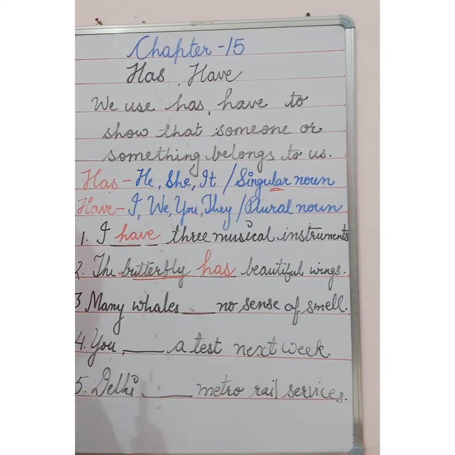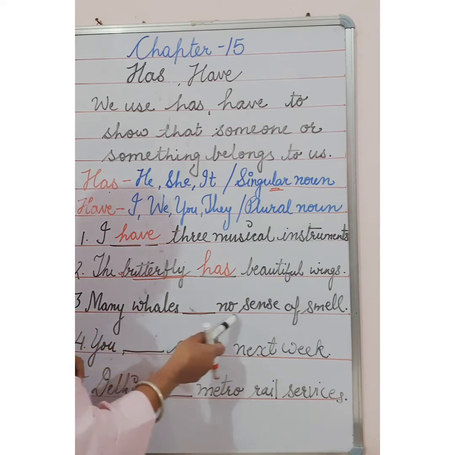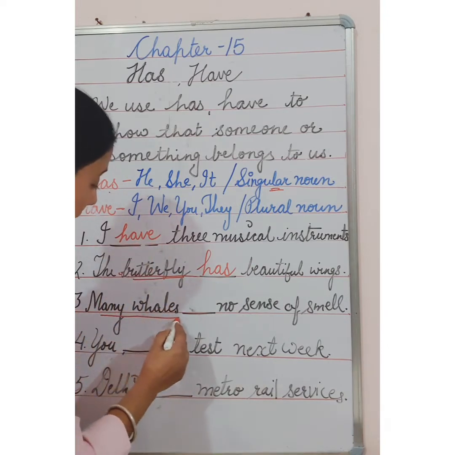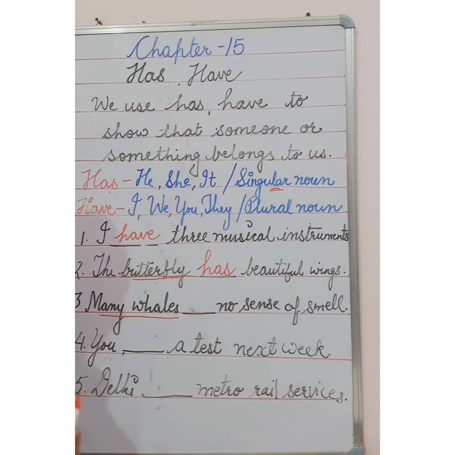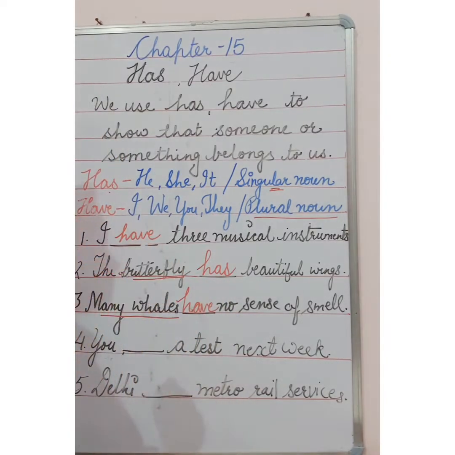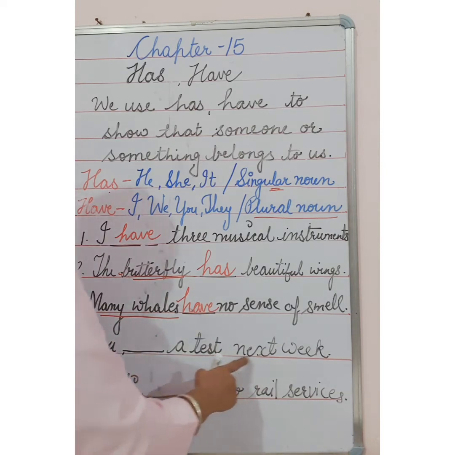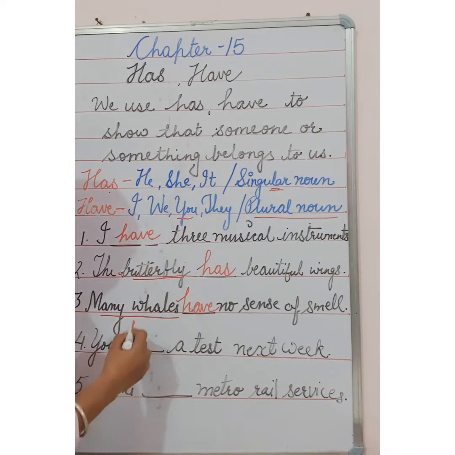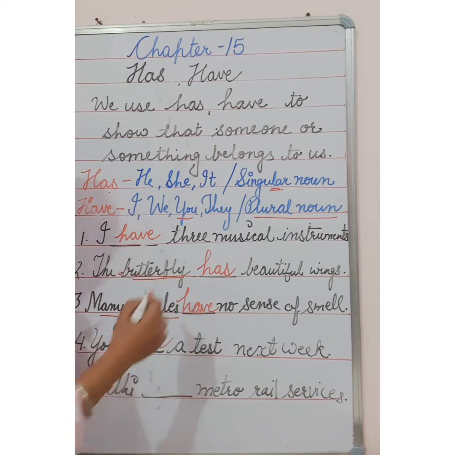Next, number 3. Many whales dash no sense of smell. Here we are not talking about one whale, we are talking about many whales. So when we are talking about plural, we always use have. Many whales have no sense of smell. Number 4. You dash a test next week. With you we always use have. You have a test next week.